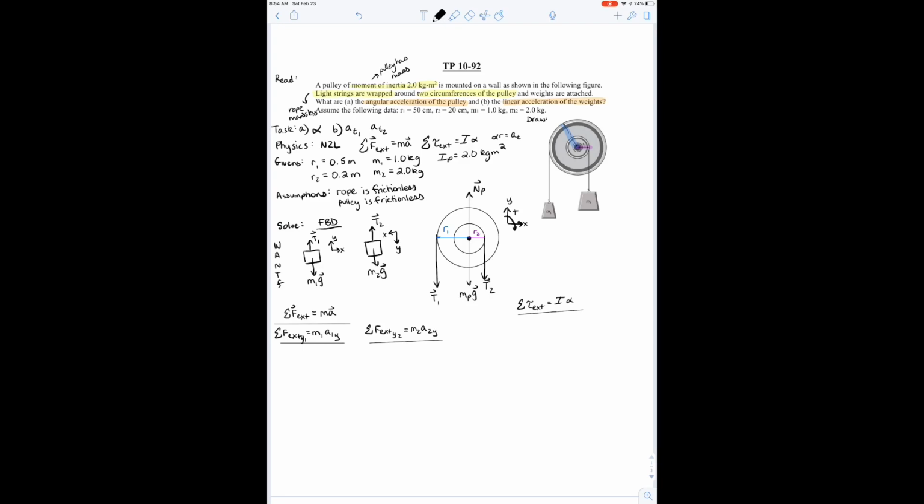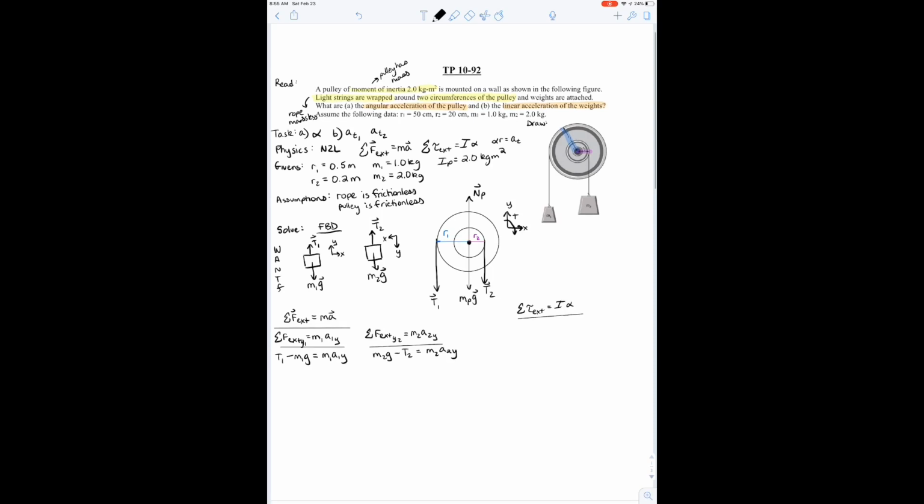So I am going to list out my forces in the y direction for mass 1. I have T1, which is pointing in the positive y, minus the weight force of mass 1. All that's going to be equal to mass 1 times its translational acceleration in the y direction. Then I do the same thing for mass 2, except in this case, the weight force is actually going in the positive y direction according to my coordinate axes, which I maintain, minus tension 2, which is going in the negative direction. All that's going to be equal to mass 2 times the acceleration of mass 2 in the y direction.